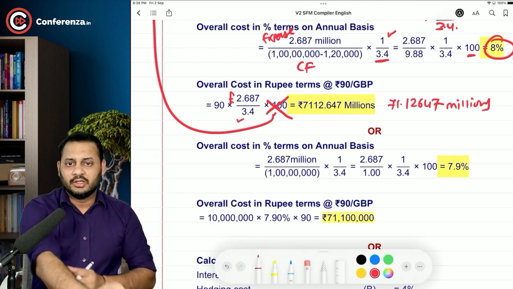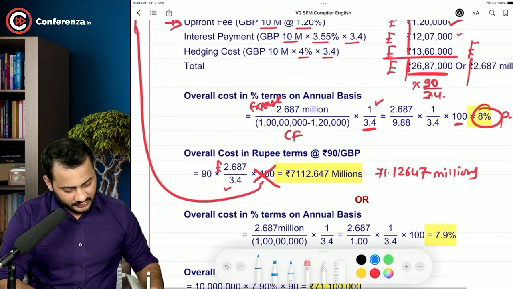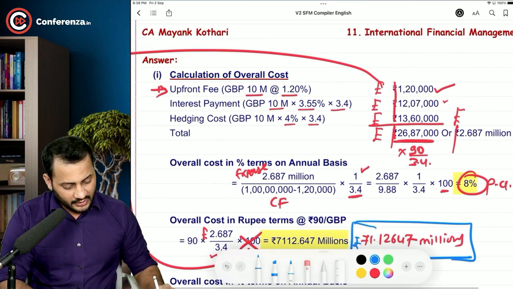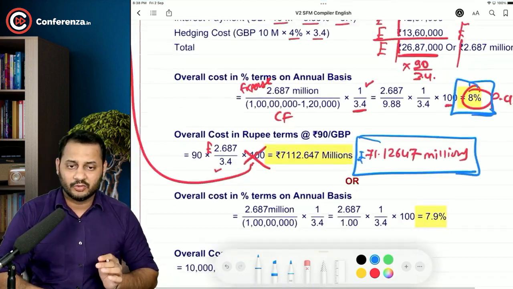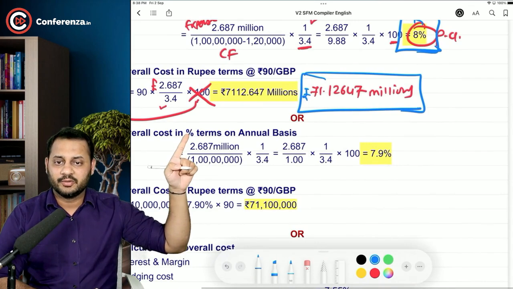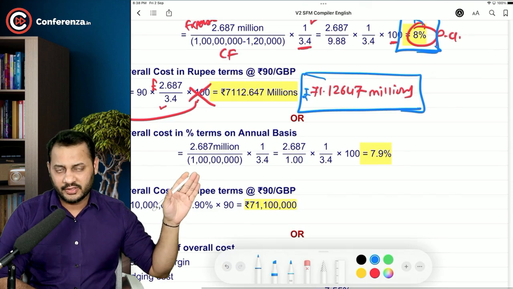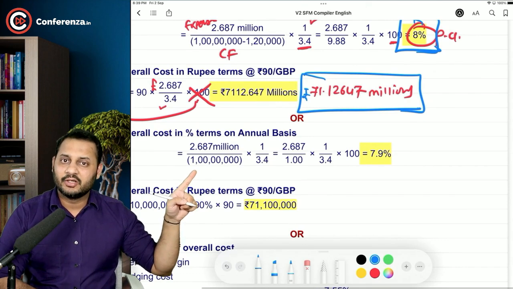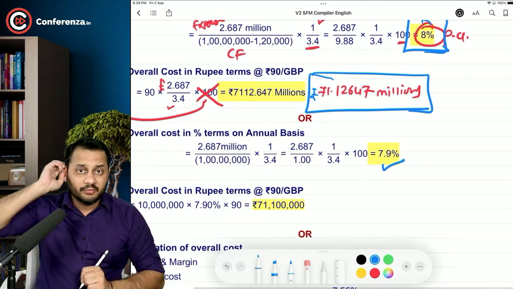7 crore. So these are the two answers. I will just mark it. First in terms of rupees, 7 crore something, and one in terms of percentage, that is 8. But there is another way to calculate this also. You can just wait. Overall cost in terms of percentage, you can calculate on the 10 million as well. According to me, this is not perfect. If you go and ask for the loan from the bank, then you will get to know. So you should deduct the 1.2 lakhs upfront fee. But that's okay for the theoretical purpose. And that's why the cost is coming to 7.9% now.